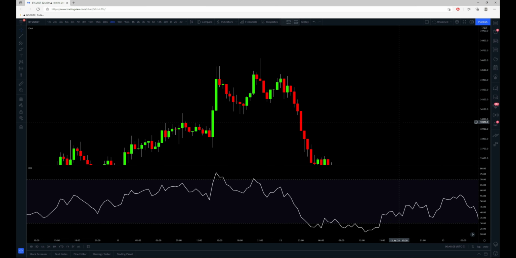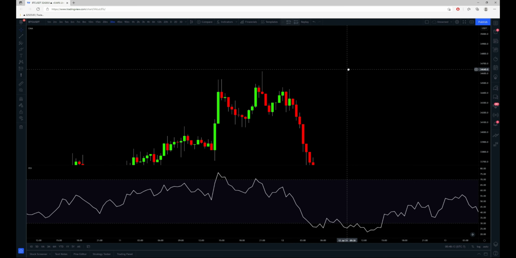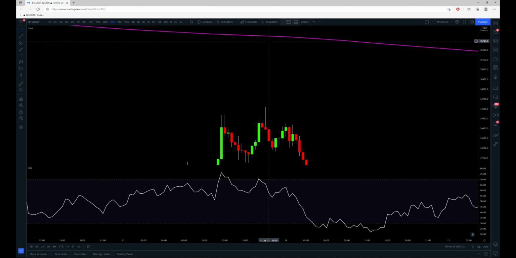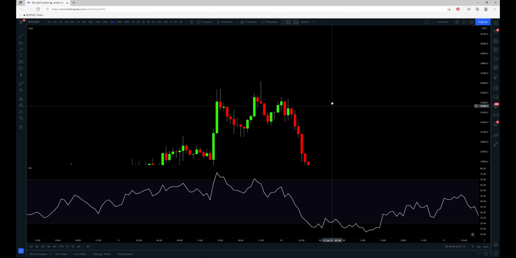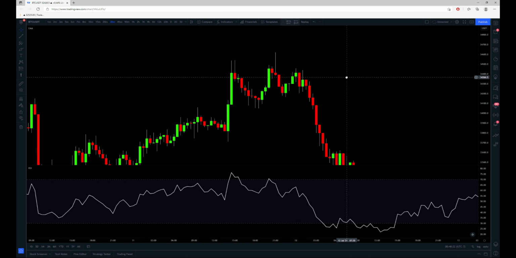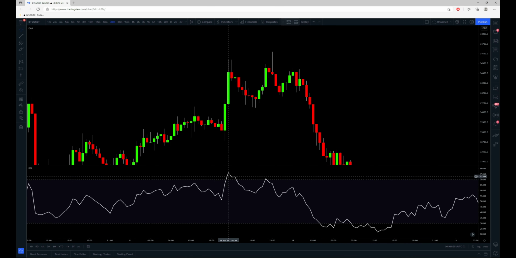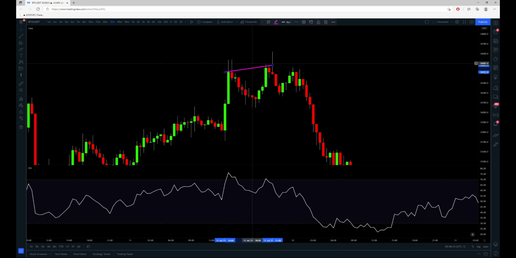Trade example number 1, let's break it down step by step. Starting with rule number 1, which is making sure we're trading in the direction of the main trend as determined by the EMA. So price is under the EMA, we're only looking to short. Now, next thing we need to see is RSI go into the overbought condition in order to short, which happens right here. And the next thing we need to spot is bearish divergence, which means a higher high on price, but at the same time, we get a lower high on the RSI. So you can see that is present.